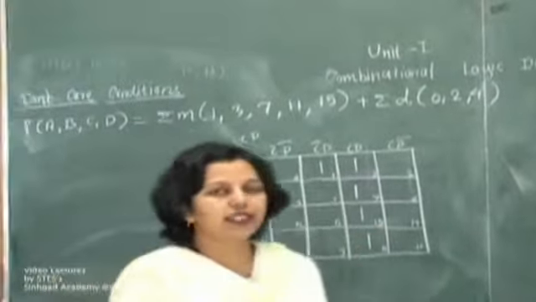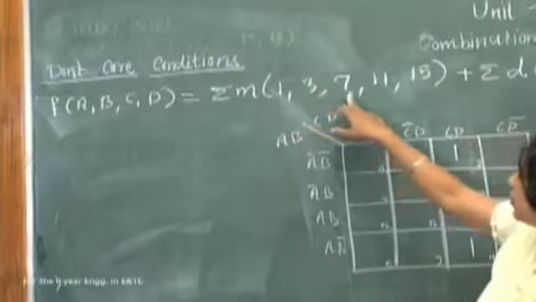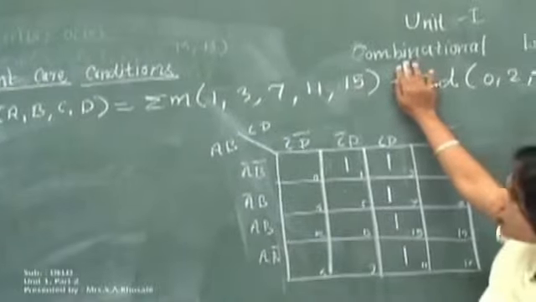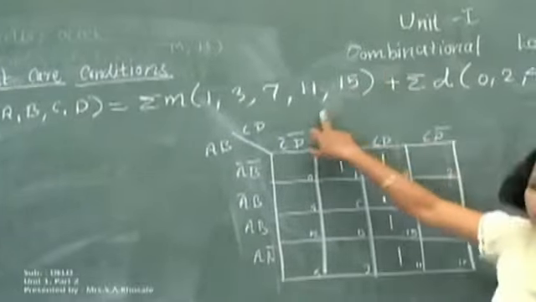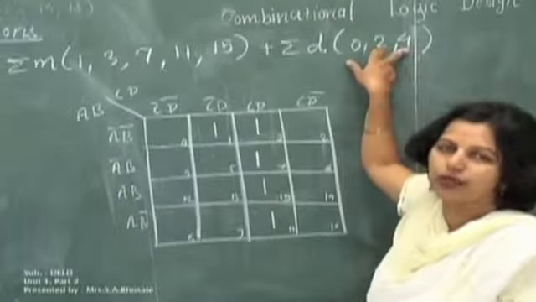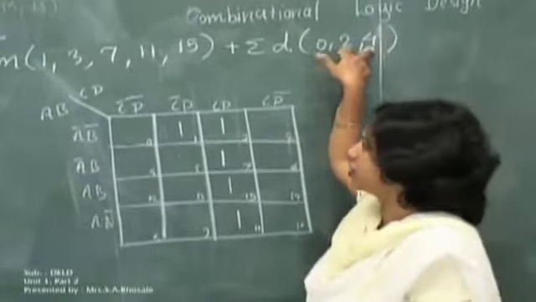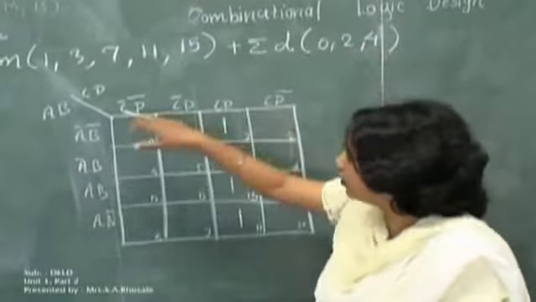So f of ABCD is equal to summation m 1, 3, 7, 11, 15. See, at this term a fixed output is there, that is output is going to be 1 whenever this input combination is there. But there are certain conditions like 0, 2, 4 which will never occur. So obviously the output for this won't be there. So those outputs will be considered as don't care conditions. So here at 1, 3, 7, 11, 15, these ones are represented. Now the don't care conditions 0, 2, 4 are represented by a cross.